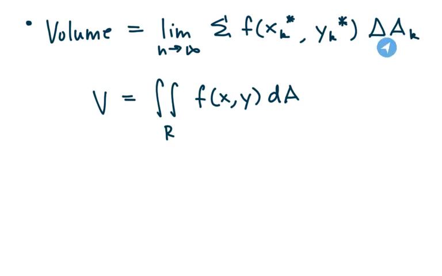So as long as this delta A sub k is approaching 0 when n is approaching infinity. So as n becomes increasingly large, these areas become much smaller. This works. So let's look at a really basic example.